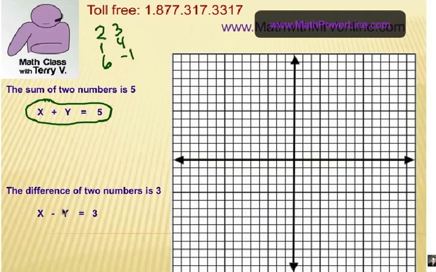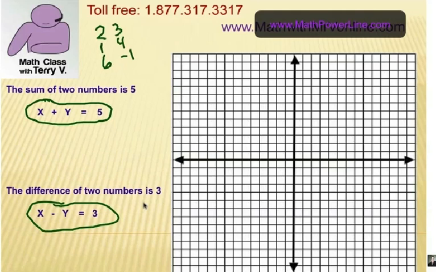But when I pair it with the other idea, that the difference of two numbers is 3, or x minus y is 3, I could guess and check a little bit and come up with a pair of numbers that add up to 5 and subtract to give you 3. Okay, that's basically what a simultaneous or a system of equations is, a solution set for more than one equation.